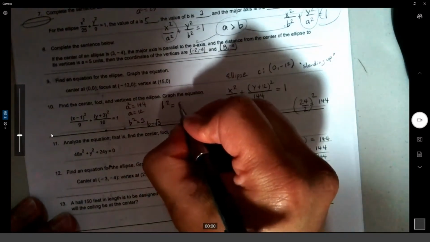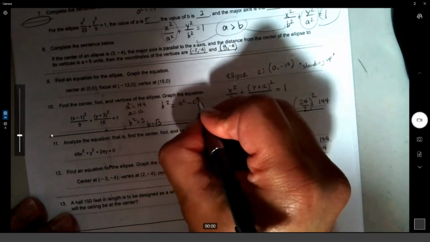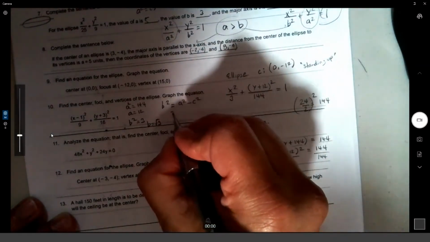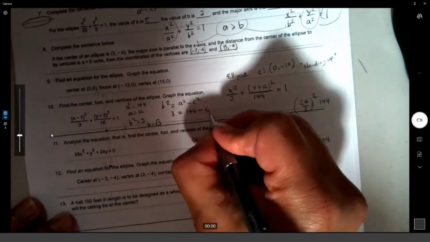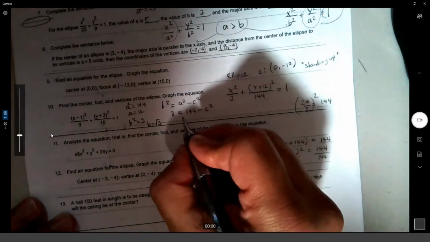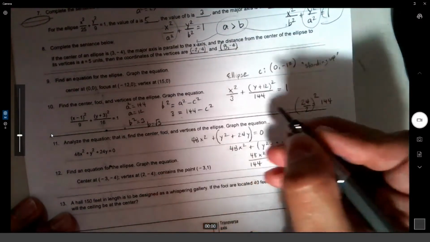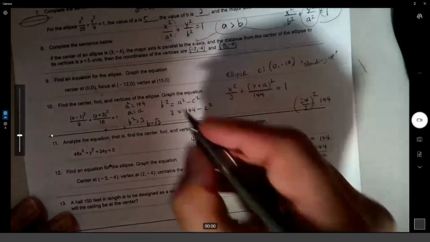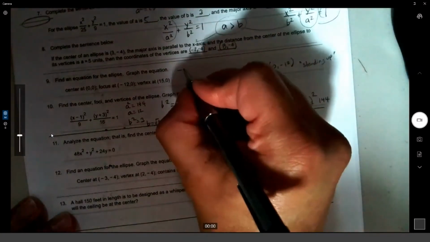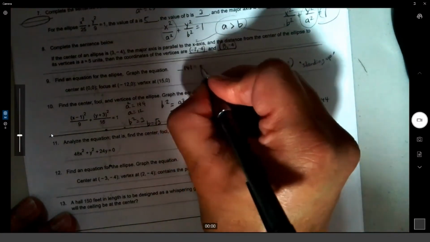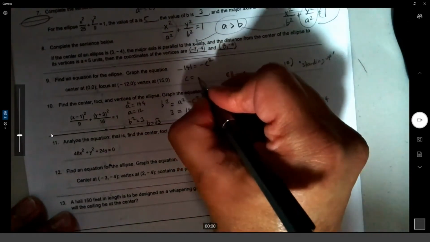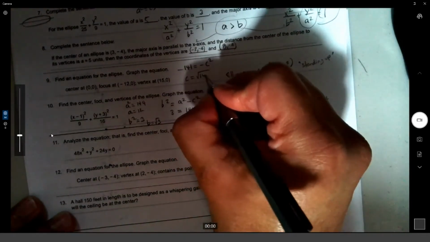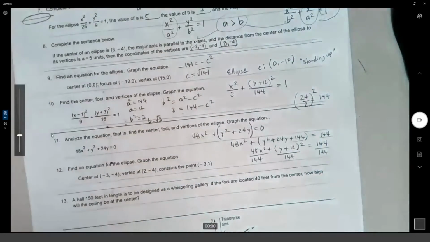So B squared is equal to A squared minus C squared. 3 is equal to 144 minus C squared. Subtract 144 from each side. I ran out of room here. We get negative 141 is equal to negative C squared. C must be equal to the square root of 141.